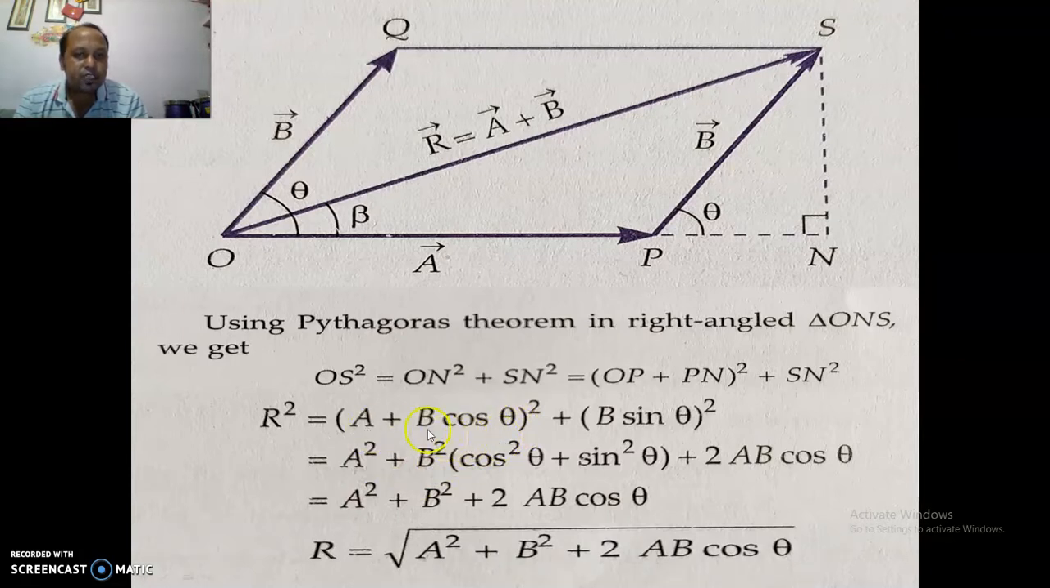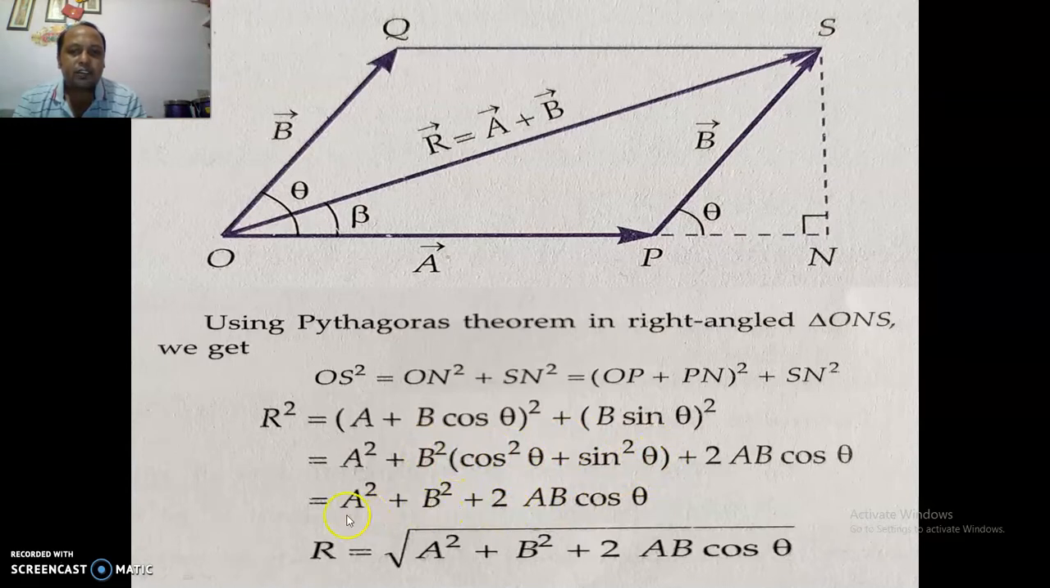A square plus B square cos square theta plus 2AB cos theta, and here it is B square sin square theta. So you will find B square is common in two terms. So B square we take common, and it is cos square theta plus sin square theta. And cos square theta plus sin square theta is 1. So it is A square plus B square plus 2AB cos theta. This cos square theta plus sin square theta in bracket gives you the value of 1 here.